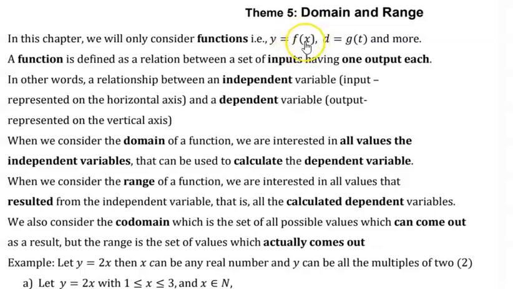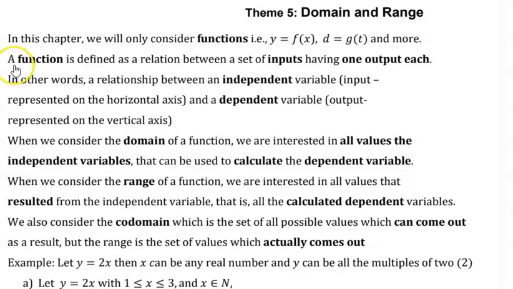So, for instance, if f is a vending machine selling soft drinks, then the x will be the money you put in and the y will be the soft drinks that come out. We normally use y equal to f of x in maths, but in real life we use, for instance, d equal to g of t, where t is time and d can be the distance and g is a function of time. There are many more variables that we can use. This is just typical, the y equal to f, what we use in maths.